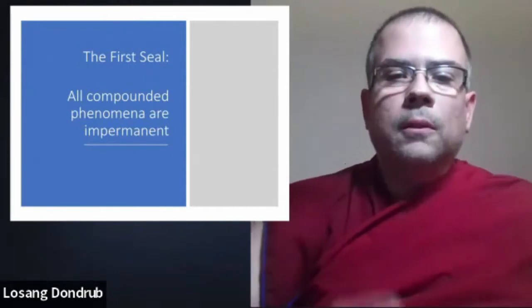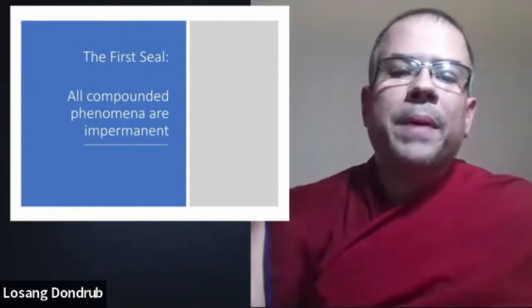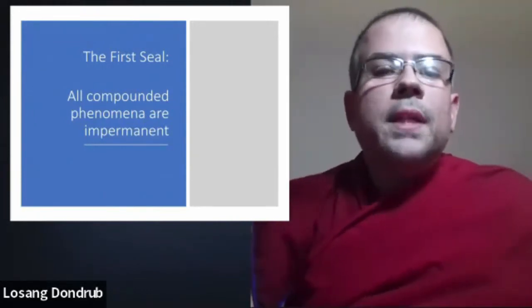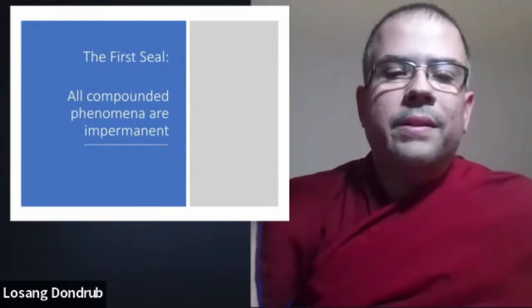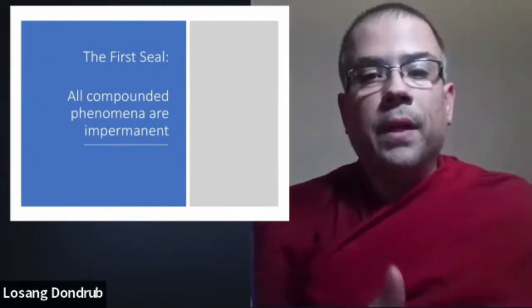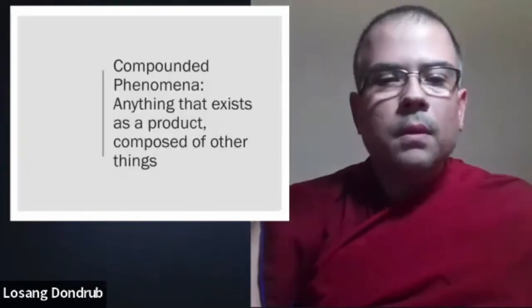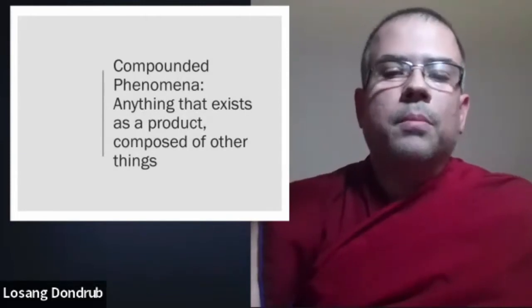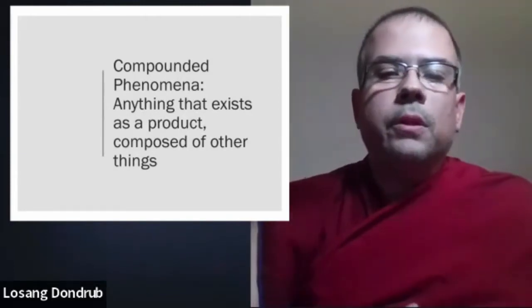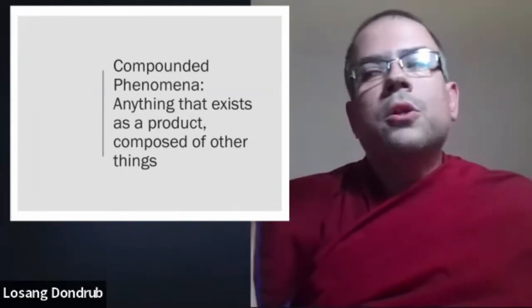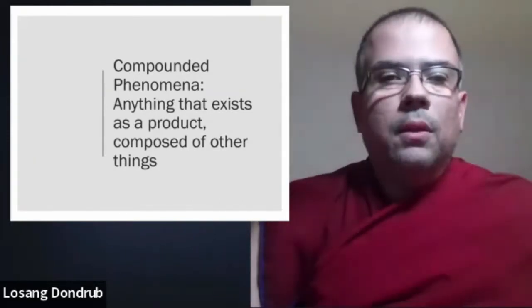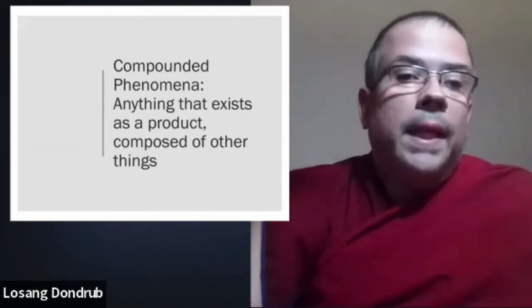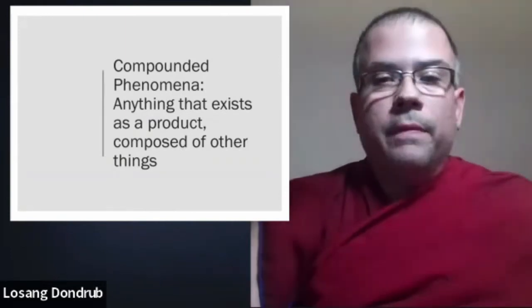So the first seal is that all compounded phenomena are impermanent. To understand the first seal, we have to define compounded phenomena and impermanent. A compounded phenomena is anything that exists as a product, that which is composed of other things. So essentially, anything that we can touch or taste or see, on our planet, is a compounded phenomena.